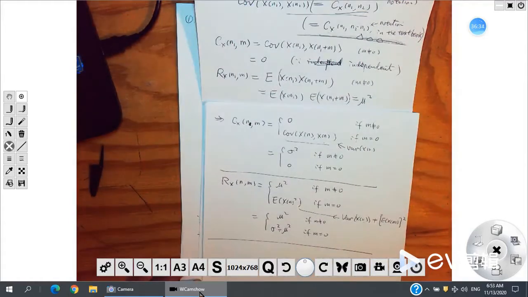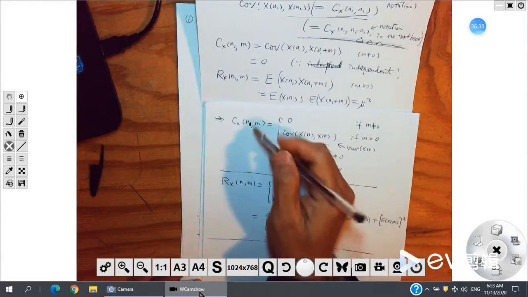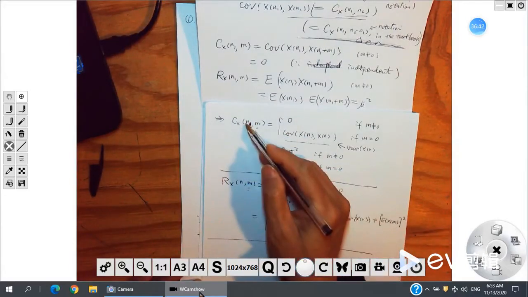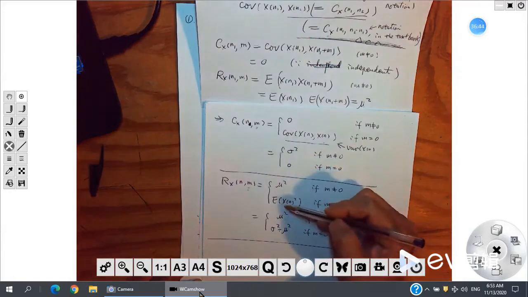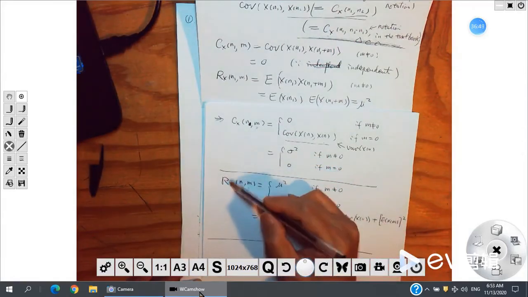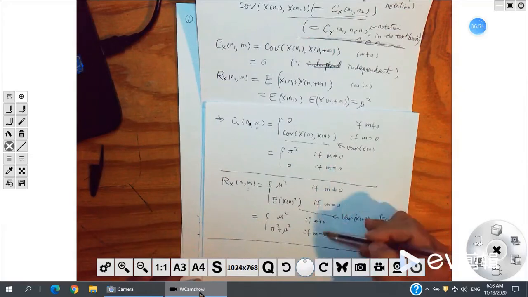Okay, and then we can say these two functions are only dependent on m. No matter what n is, the value will be the same. But for different m, the values are different. So these two are related to m.